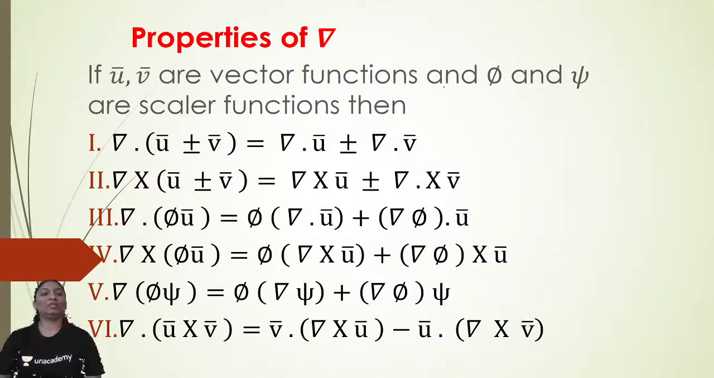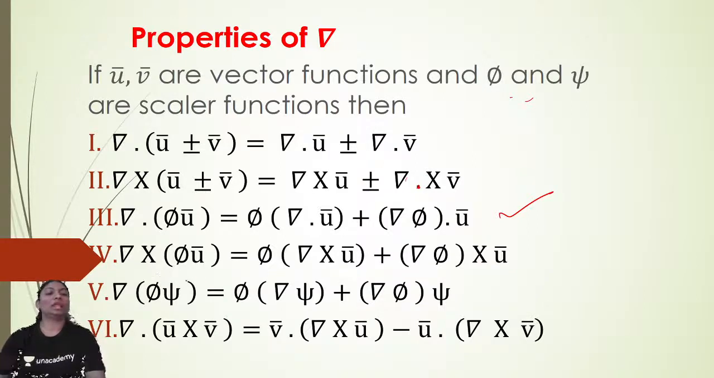Now see, here we will see these properties. Del dot (u bar plus or minus v bar) is equal to del dot u bar plus or minus del dot v bar. Del cross (u bar plus or minus v bar) is equal to del cross u bar plus or minus del cross v bar. Now del dot (phi u bar) is equal to phi (del dot u bar) plus del phi dot u bar. Many times we will use these properties.